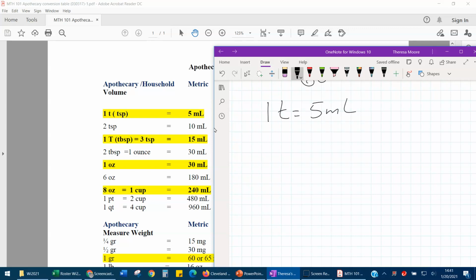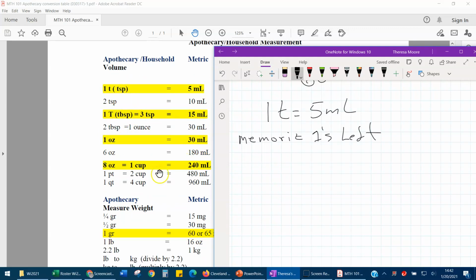I always memorize my ones on the left. Memorize ones on the left, which most of these have 1 on the left. 1 teaspoon is 5 milliliters. A tablespoon is 15. 1 ounce is 30 milliliters. I would change this to 1 cup equals 8 ounces. 1 cup equals 240 milliliters.